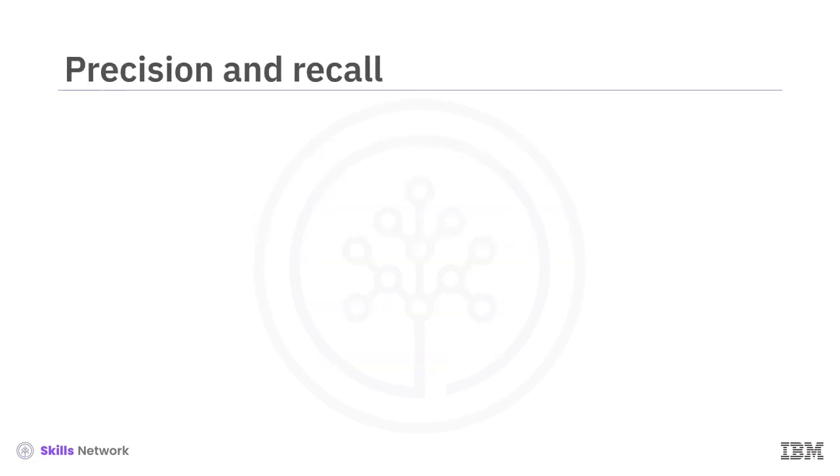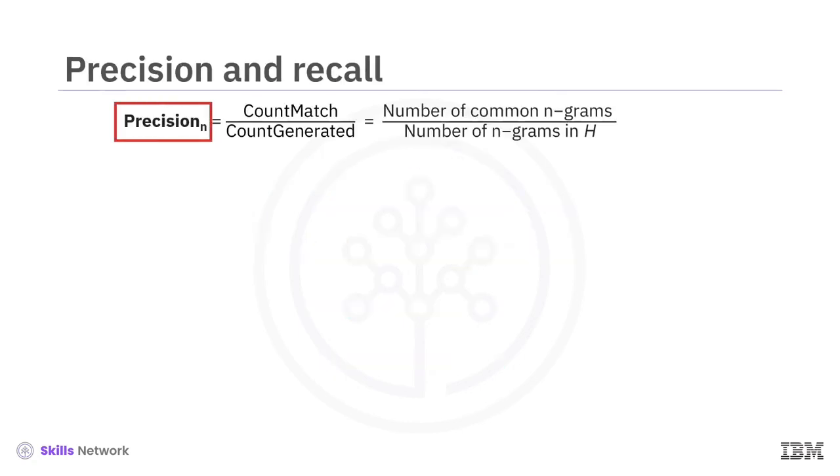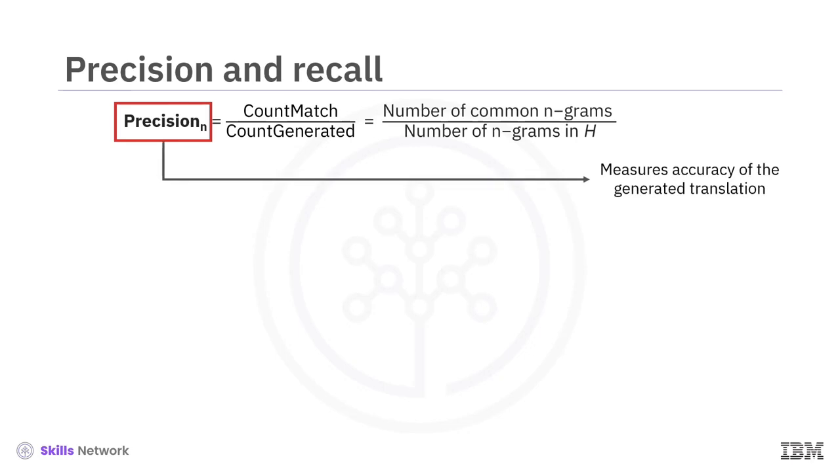In machine translation, precision and recall are used to evaluate the quality of the translated text compared to the reference or target translation. Precision in machine translation measures the accuracy of the generated translation. Count match is the number of matching n-grams between the generated translation and the reference translation, and count generated is the total number of n-grams in the generated translation.